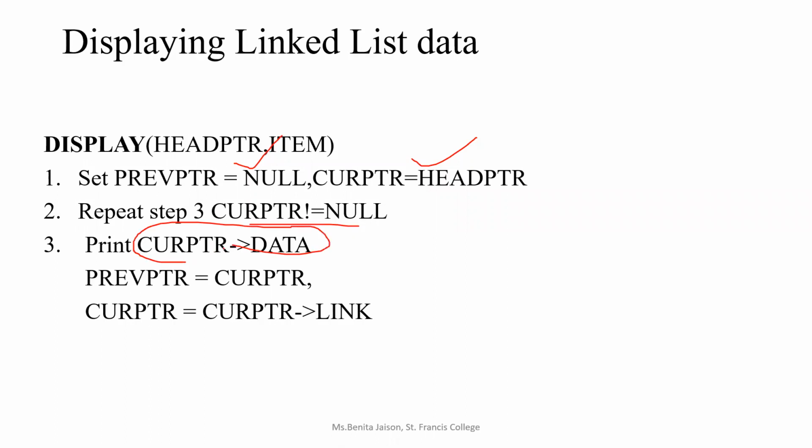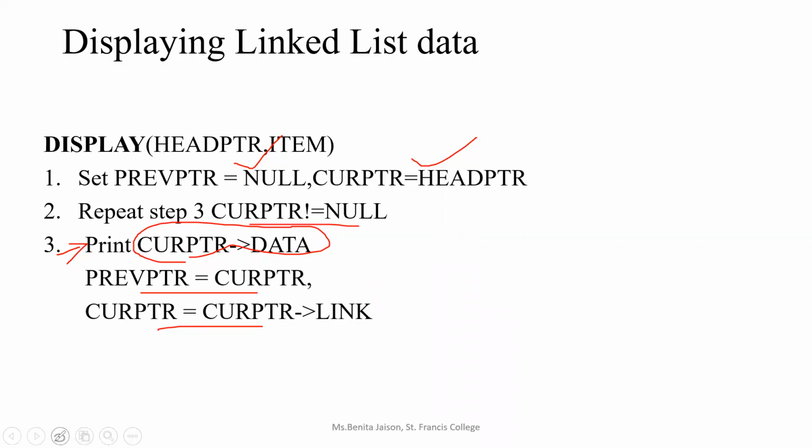What you have to do in order to traverse and at the same time print the value of each node? Print current pointer data. And then what is the traversal algorithm? Previous pointer equal to current pointer, current pointer equal to current pointer link. During the traversal, you are just printing or displaying the value in each node. In our case, both roll number and name we have to print.